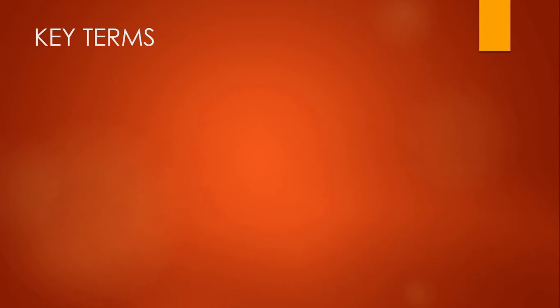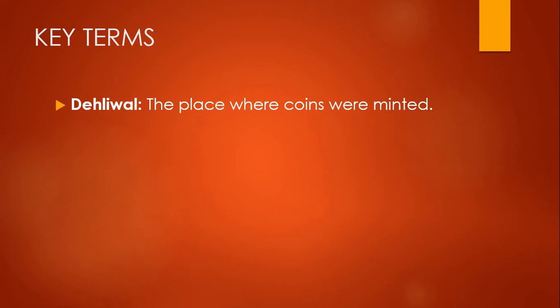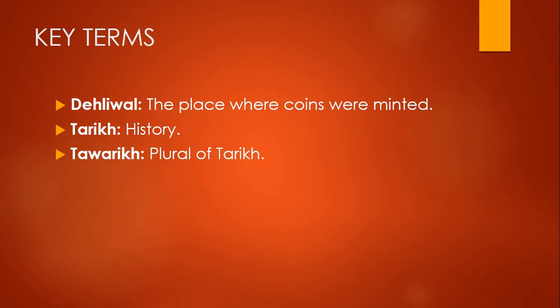There are certain key terms which are very important for you to remember. Let's see what are they. Delhiwal. It is a place where coins were minted or coins were made. Tarikh, which means history. Tawarikh is the plural of Tarikh.